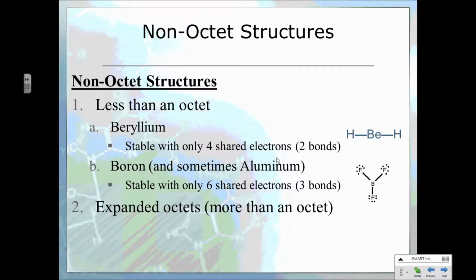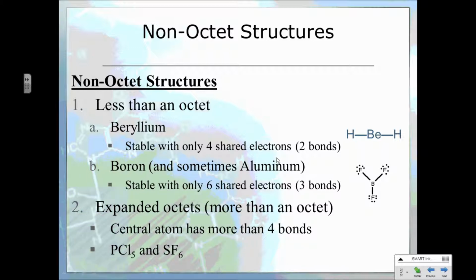The only other situation to watch out for is actually one that's easier, because when you go to do N minus A equals S, everything will be goofy. Expanded octets, things that can be stable with more than 8. And there's not a ton of things that do this, but you will see it from time to time. So the central atom actually needs more than 4 bonds because there's more than 4 things stuck to it. PCl5, SF6, you obviously have more than 4. So you skip N, A, S, go right to the number of bonds. PCl5 has to have 5, SF6 has to have 6. So you just draw them.